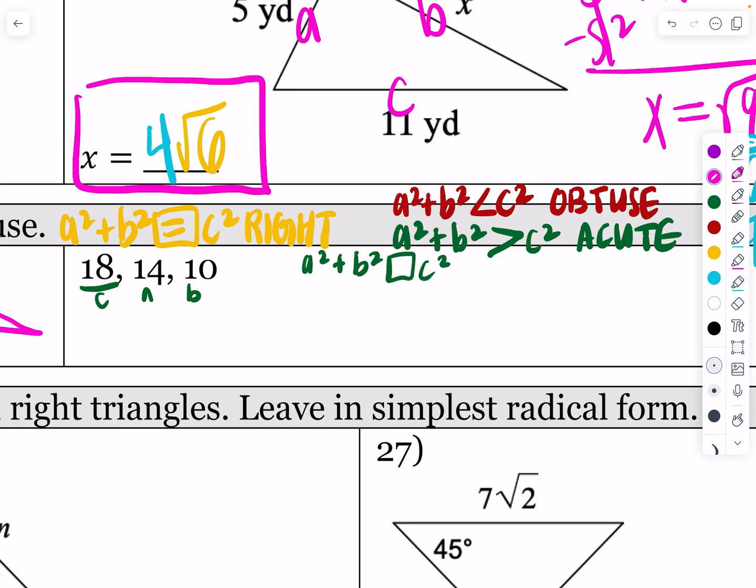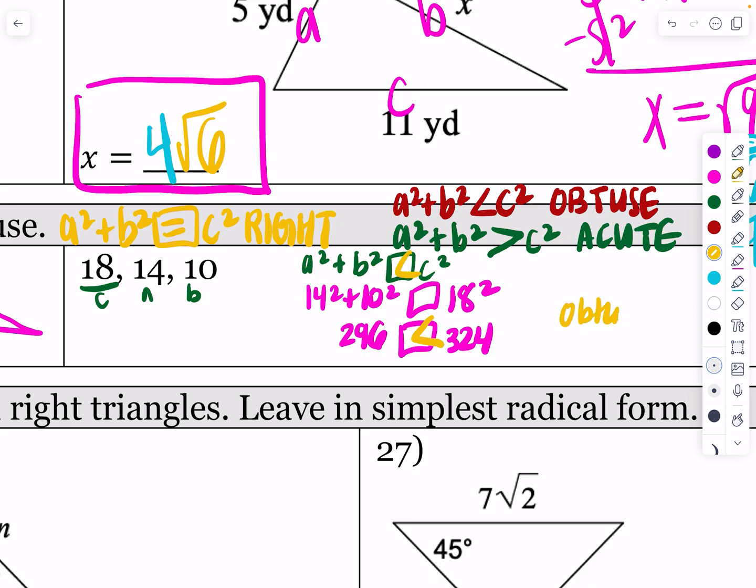So let's plug it in. That is going to be 14 squared plus 10 squared. Let's see how that compares to 18 squared. So 14 squared is 196. 10 squared is 100. So that is 296 for the sum of a squared and b squared. And then 18 squared is 324. So which side is greater? The c squared is greater, so that triangle is also obtuse.